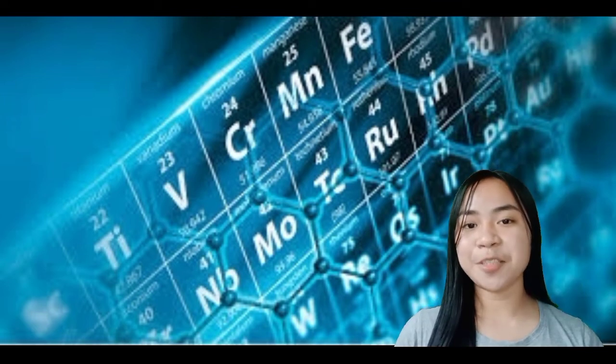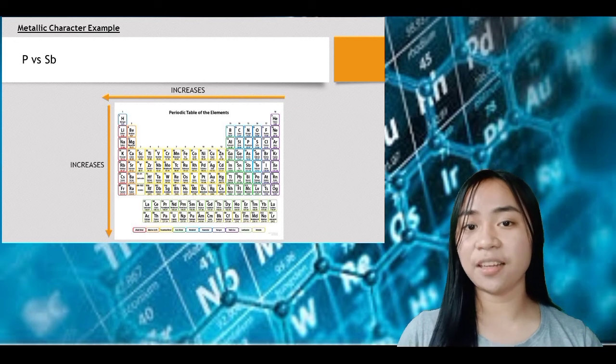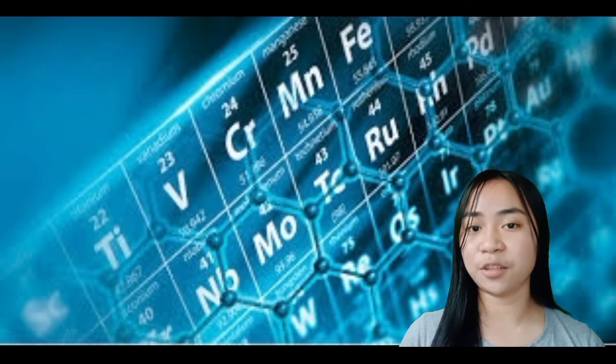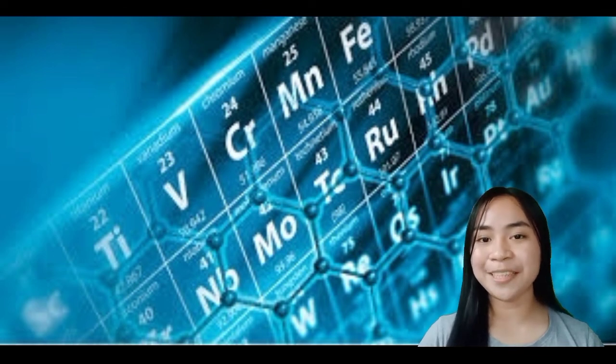Now let's have an example. If I'm going to compare antimony and phosphorus, which of these two has the higher metallic character? So as we can see on the periodic table, antimony is lower than phosphorus. Therefore, we can conclude that antimony has the higher metallic character. That's all for our lesson about effective nuclear charge and periodic trends in the properties of elements.